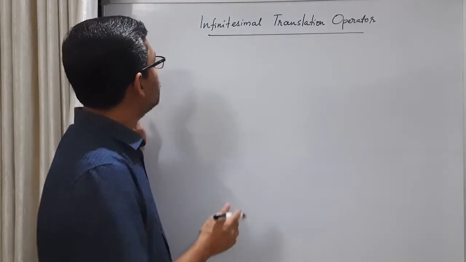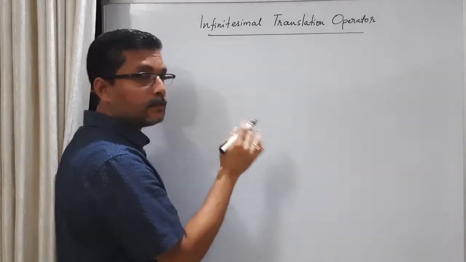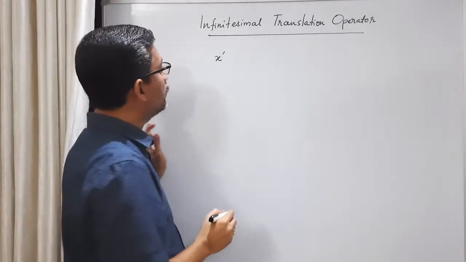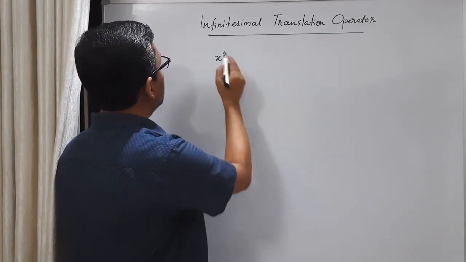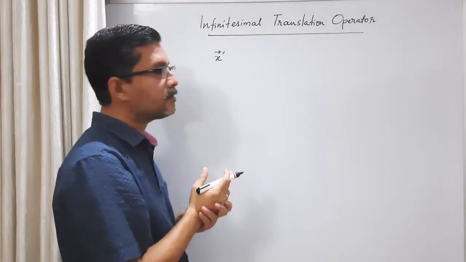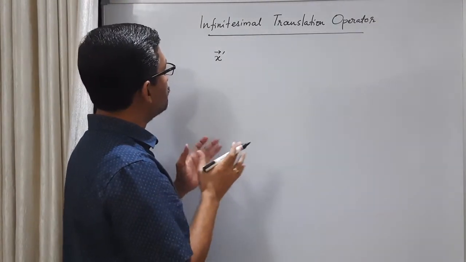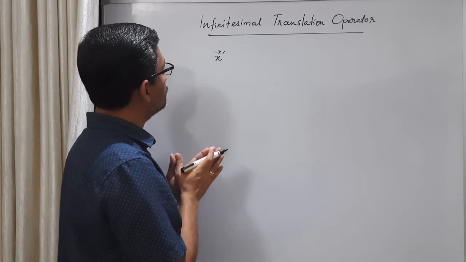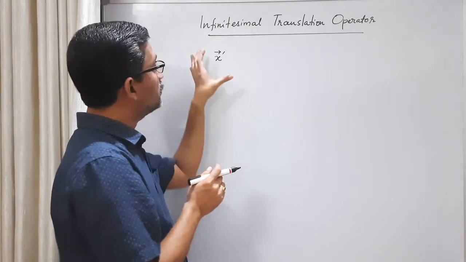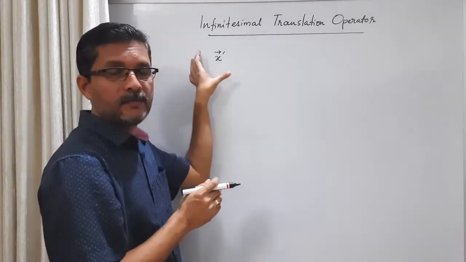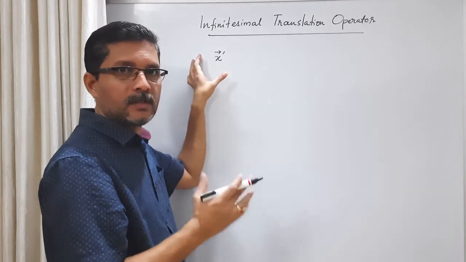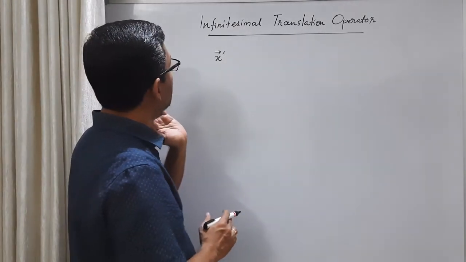So let us consider a state of a system which is localized around the point x prime. Let's consider a three-dimensional physical space. So the state is localized around the three-dimensional point x prime. It is vector x prime, which is a shorthand notation for x prime, y prime, z prime. Three spatial coordinates are required here.